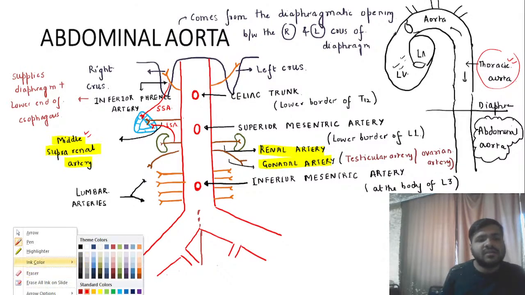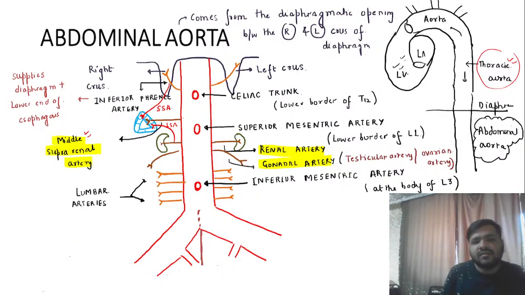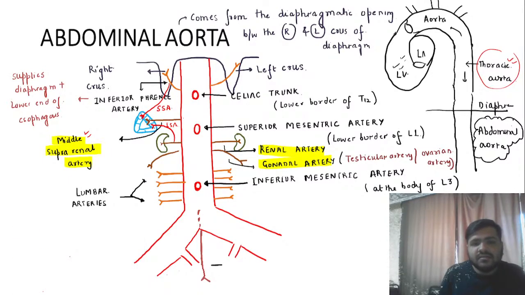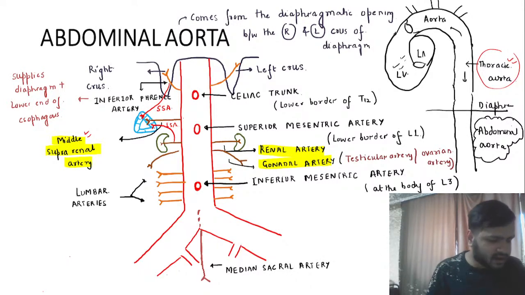So this branch, it is coming posteriorly. Okay, this is coming posteriorly, and remember the name of this branch. Okay, it arises from the back surface of aorta. So this is what is called as the median sacral artery. Okay, it is called as the median sacral artery. The median sacral artery.